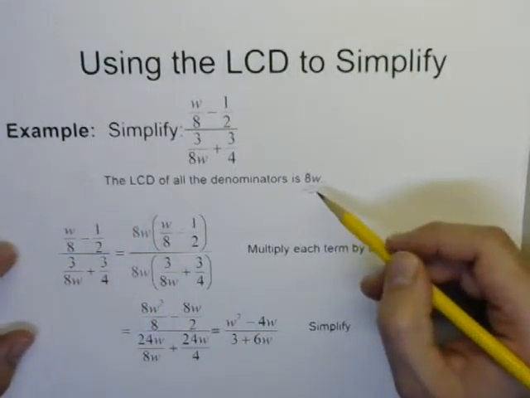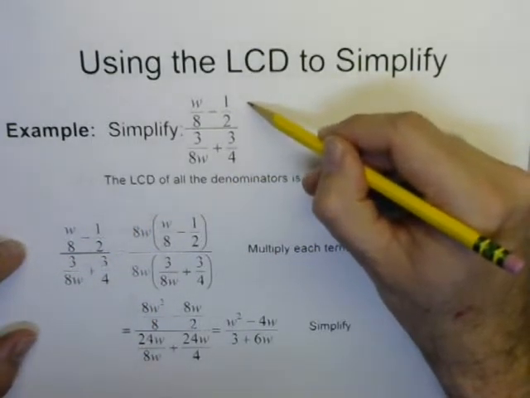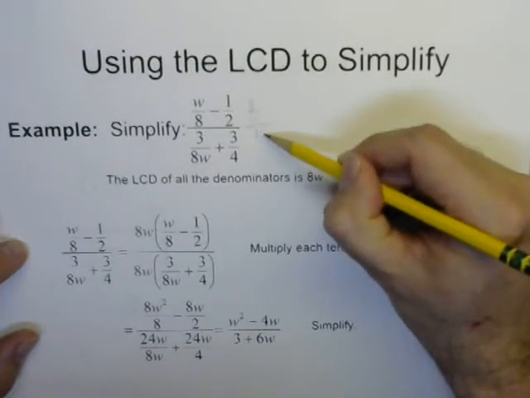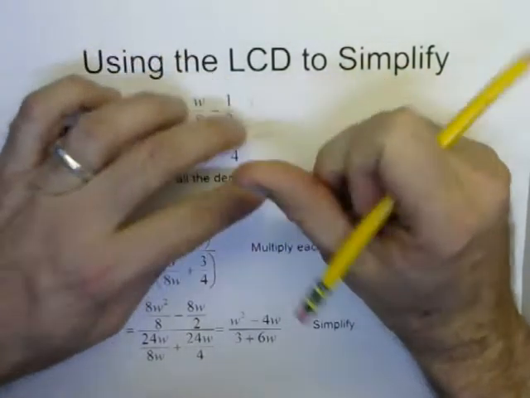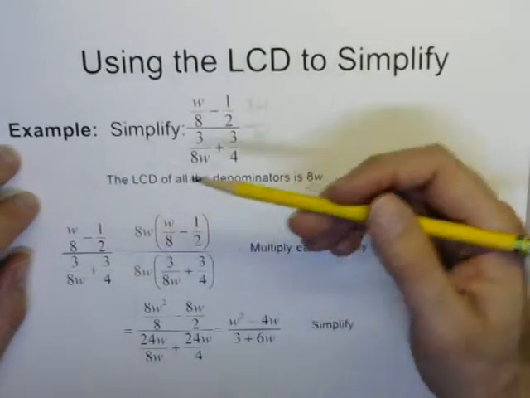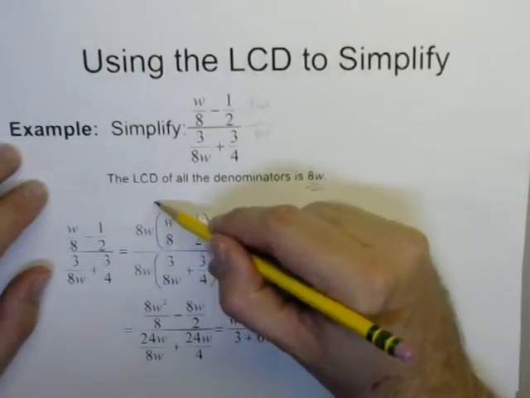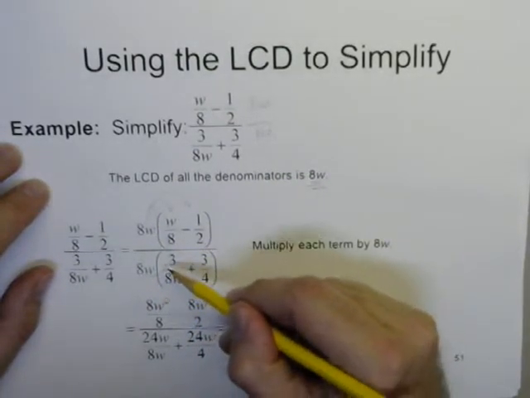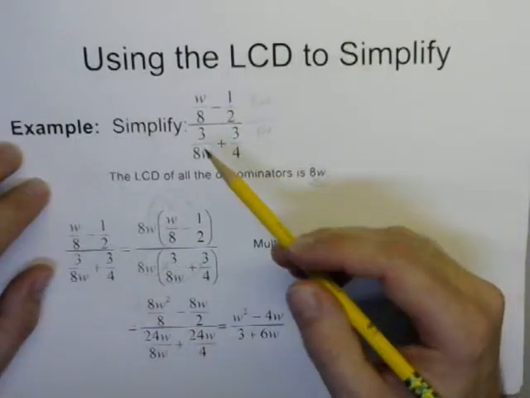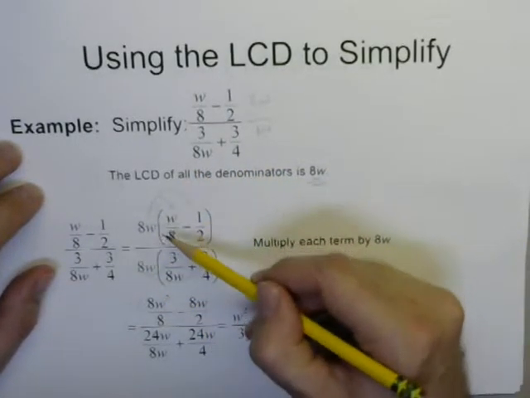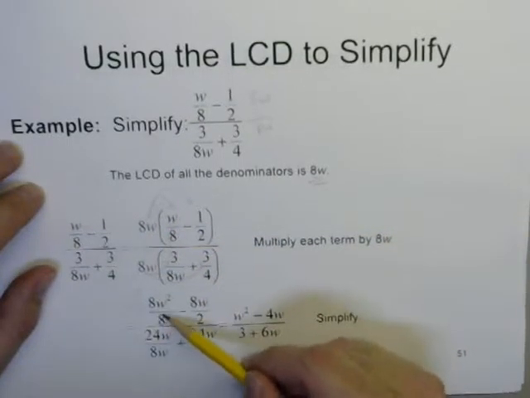Then what you do is you multiply the top and the bottom by 8, sorry, not 8 over w, it should be 8w. Multiply the top and the bottom by 8w, and then just reduce. So you'll take the 8w times that, the 8w times that. Same thing here, you'll take the 8w times that and the 8w times that. If you do that, you'll get 8w squared. Basically what's going to happen is this 8 and that 8 will cancel.